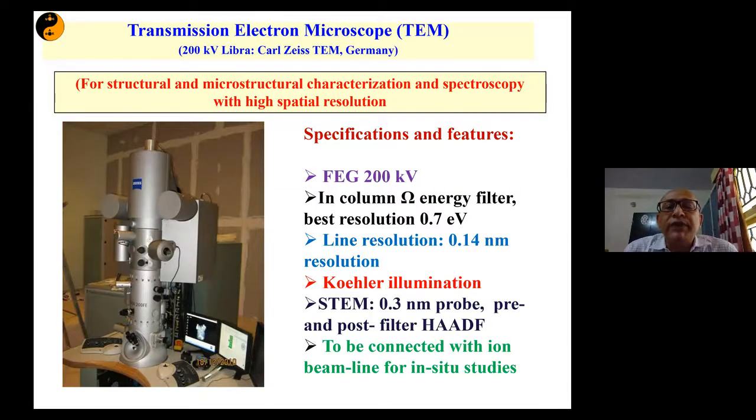This transmission electron microscope is available. Several transmission electron microscopes are available in IGCAR as well as in UGC, and one can find out the status of this transmission. A lot of effort is required to keep up these machines. They have worked very well and given a lot of output.